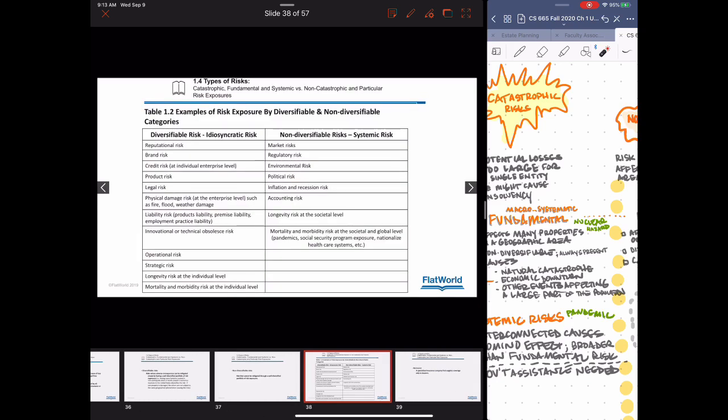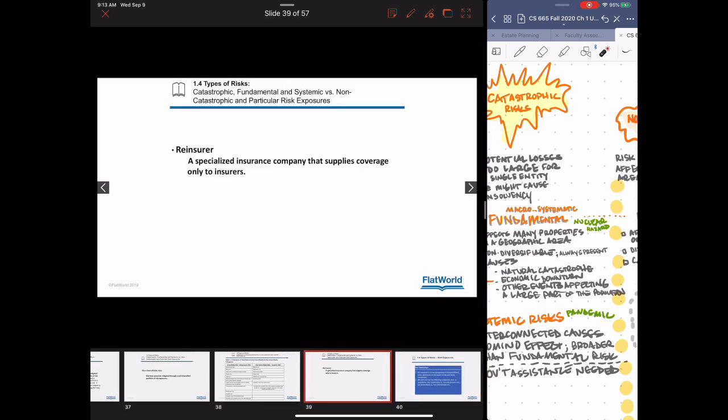And here's a handy table that provides you with some examples of diversifiable risks, those that are idiosyncratic, not correlated, that you could, if you wanted to, diversify away, versus those risks that you cannot diversify. So reinsurers can come in all different flavors, but the point is you're essentially backing somebody up.